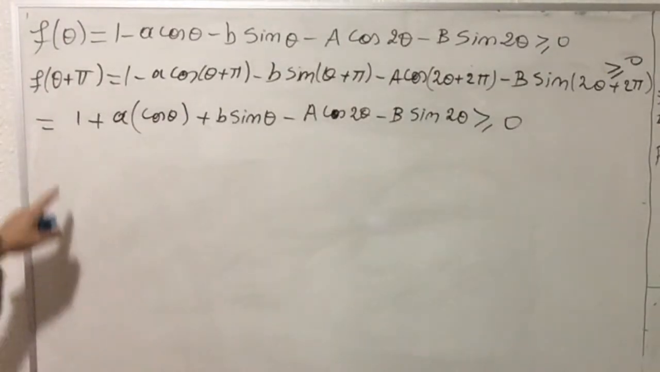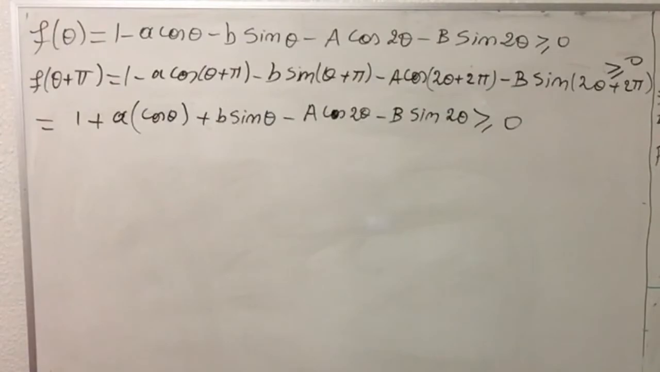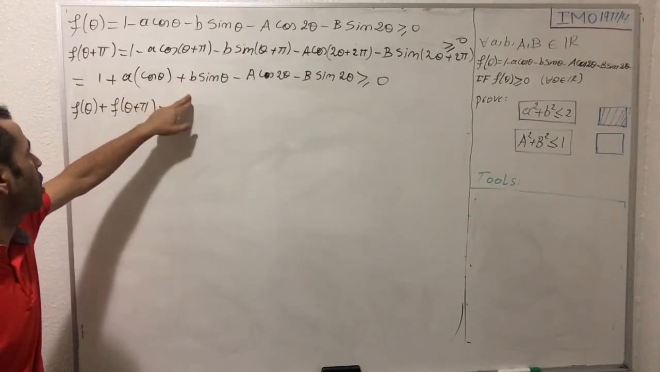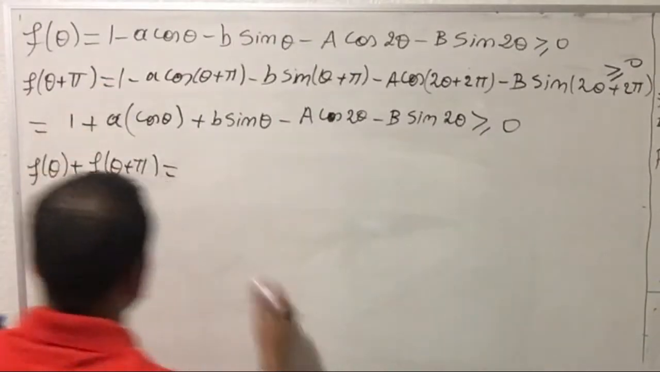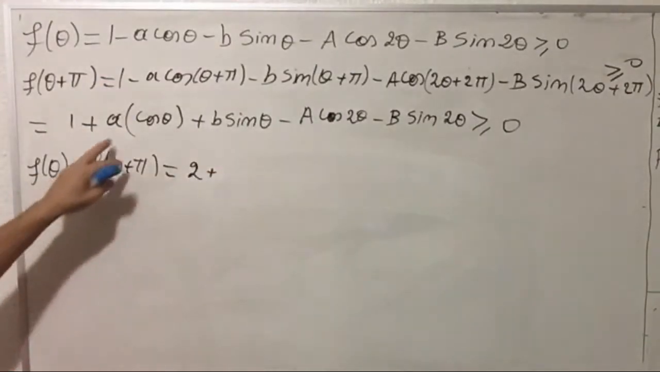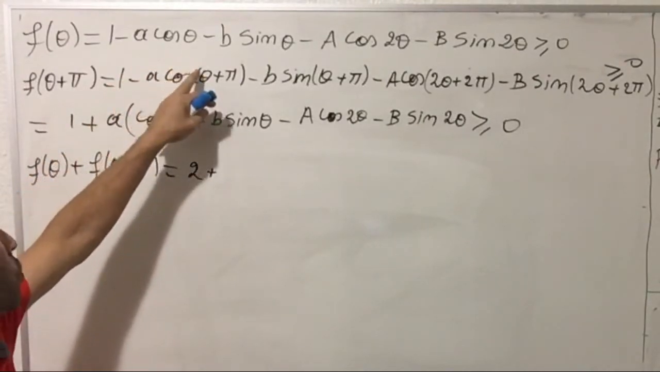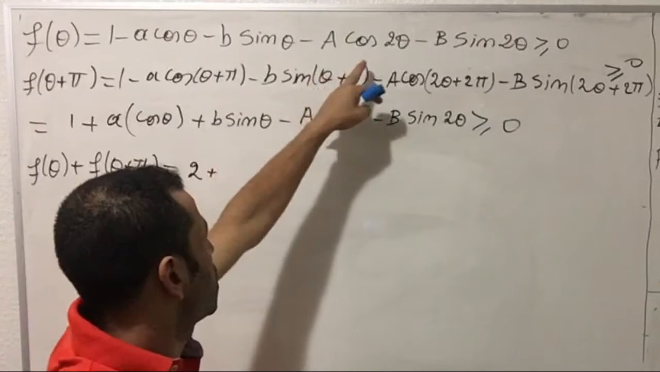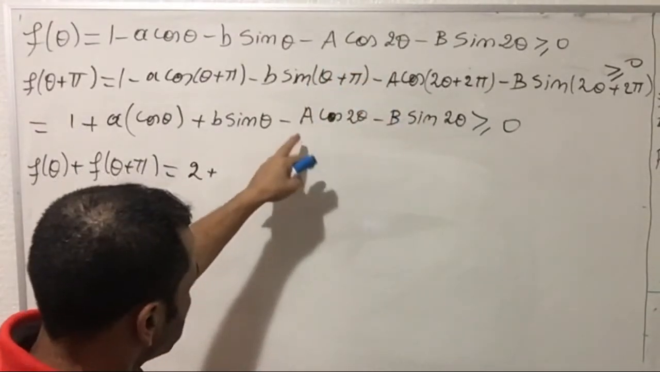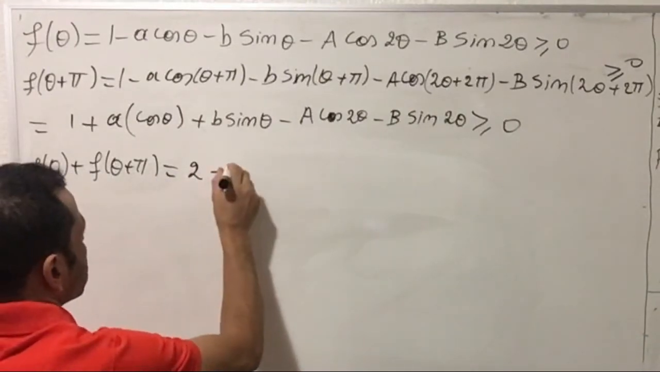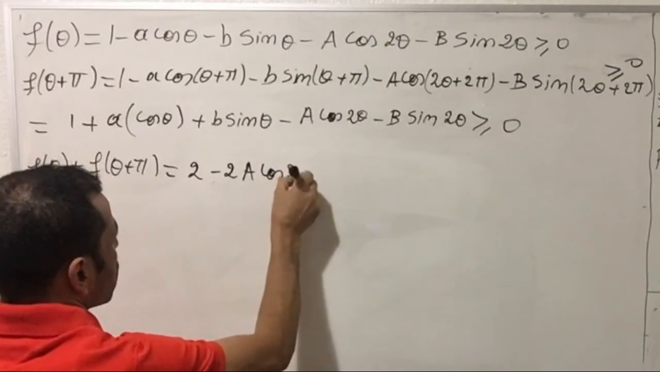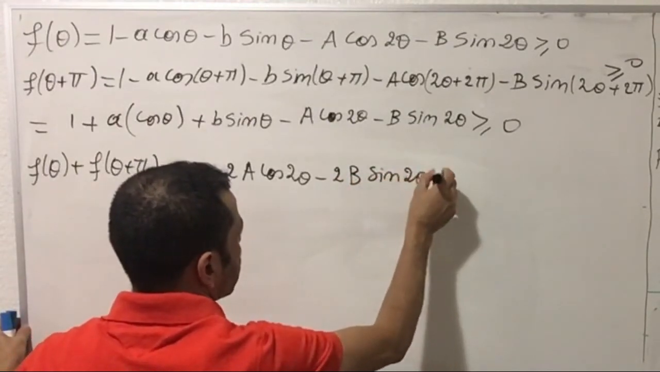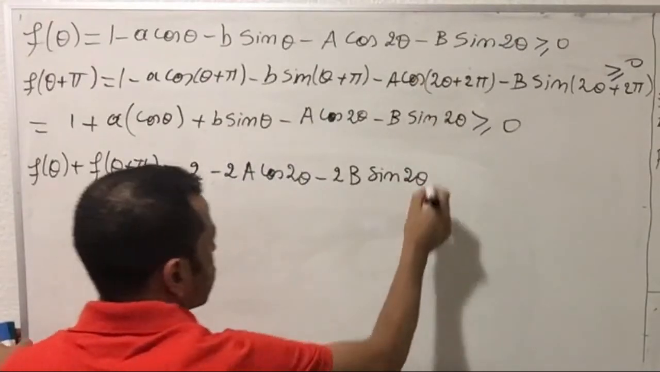What I'm going to do now is add the first equation and second equation to see what the expression is. So the sine theta will be cancelled out, and also the cosine theta will be cancelled out as well, because we'll have 1 plus 1 equal to number 2, plus a cosine theta minus a cosine theta, which is 0, b sine theta minus b sine theta equal to 0. So we will have minus capital A cosine 2 theta plus minus capital A cosine 2 theta, which is minus 2 capital A cosine 2 theta, minus 2 capital B sine 2 theta, okay? As we add the first equation and second equation.